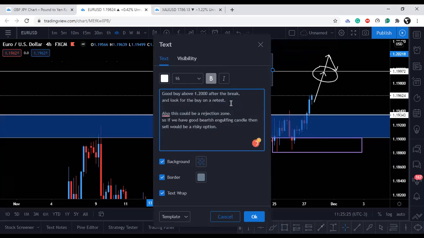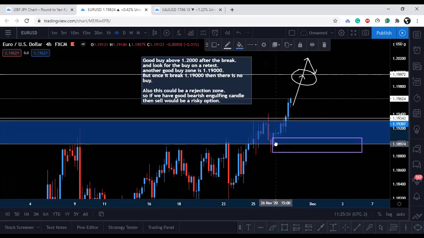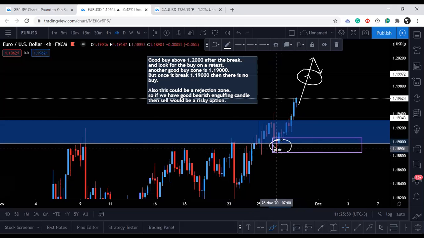Okay. So another good buy zone is 1.19000. So these are the two buy options. But once it breaks 1.190, then there is no buy. So basically we need to wait: if price comes back down to this level, if any candle closes below this level, then there is no buy. But if any candle respects this area, like a support has been formed at this area, then we can look for the buy option.